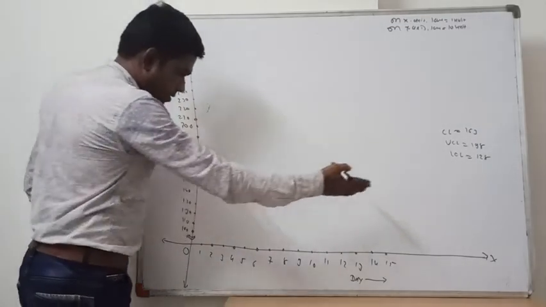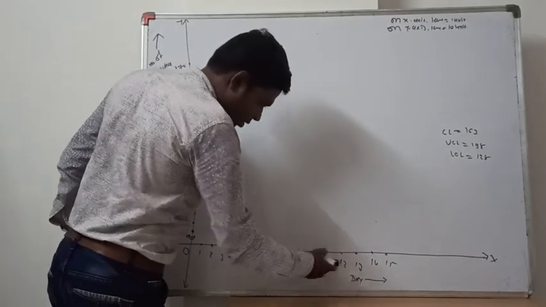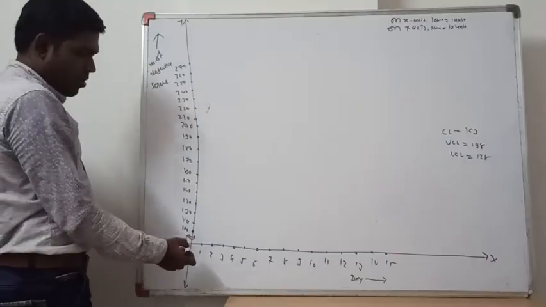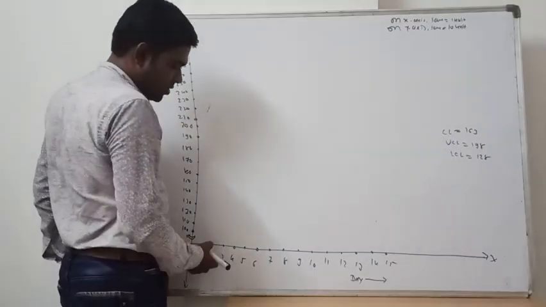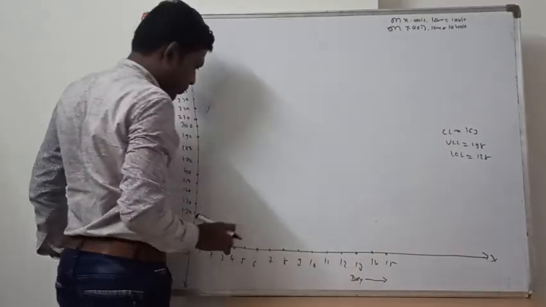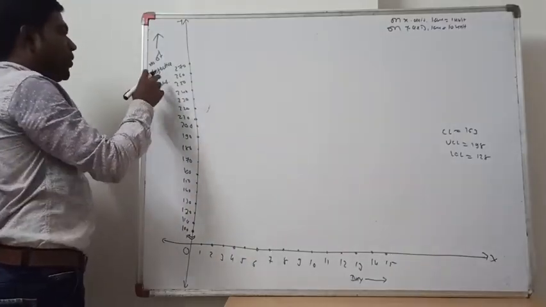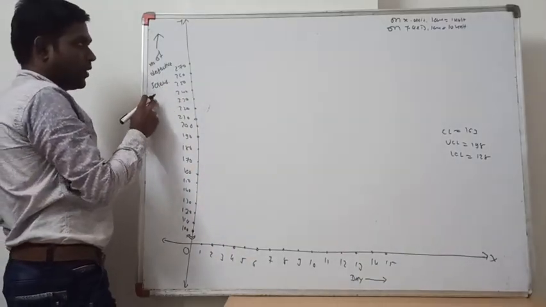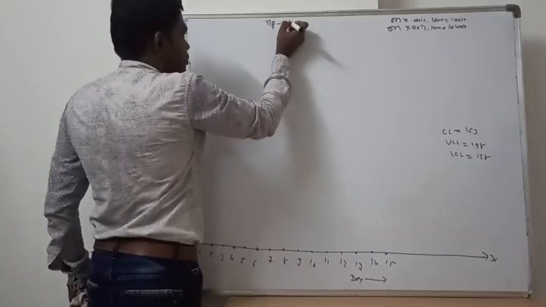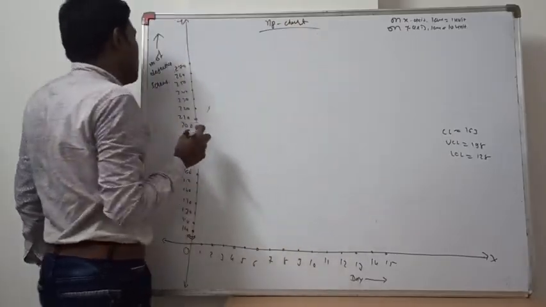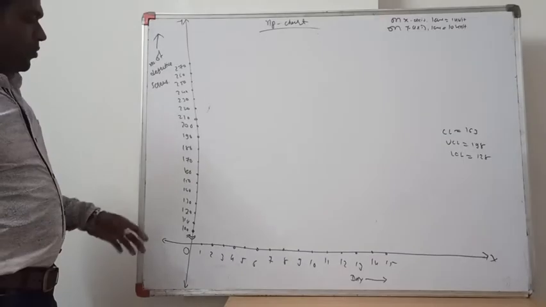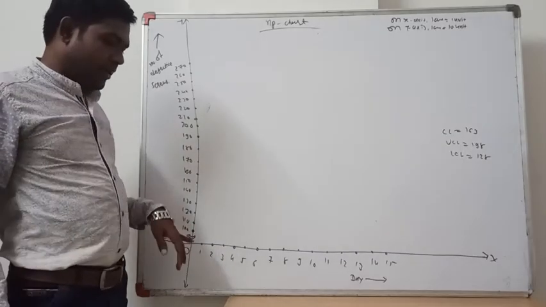This is the x-axis. On the x-axis we have to take day. In total we have 15 days. On the x-axis we take 1 centimeter equal to 1 unit. On the y-axis we have to take the number of defective screws, right? This is our NP chart, right? For defective screws, the minimum value we have is 100.